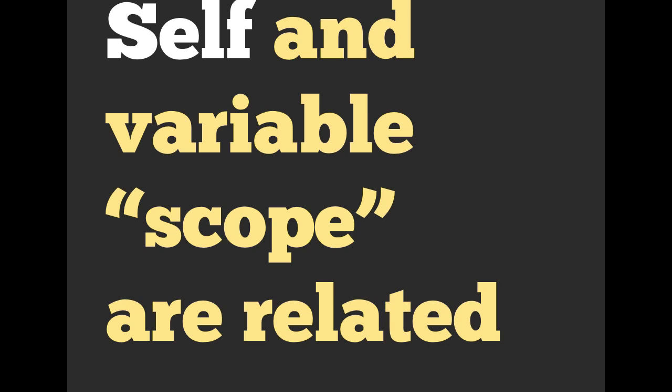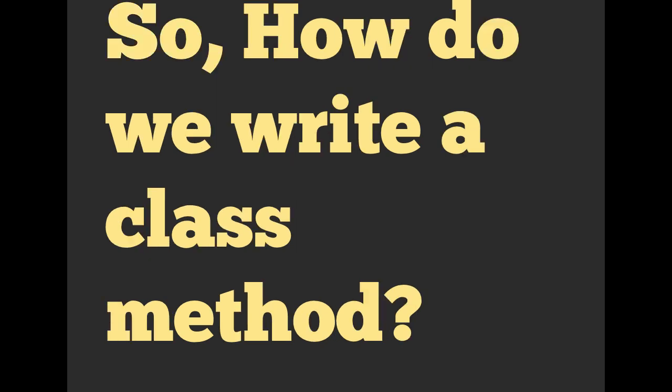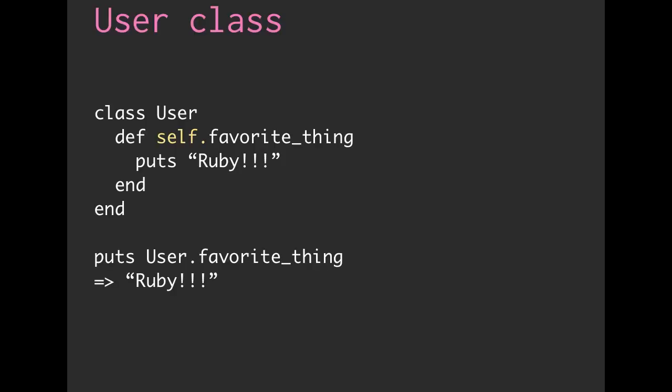So self and variable scope are definitely related. Whenever we change scope, we have the capability and/or potential of changing our self variable. So I talked about, or started off talking about, class methods. How do we actually write one? We're probably going to use self, since I'm talking about it right now, but how do we go ahead and do that?